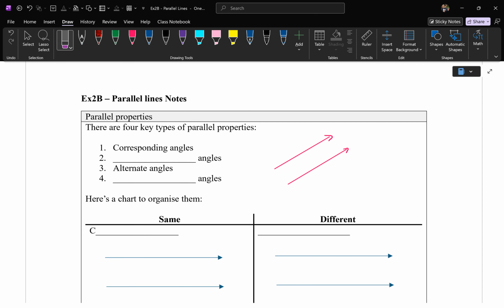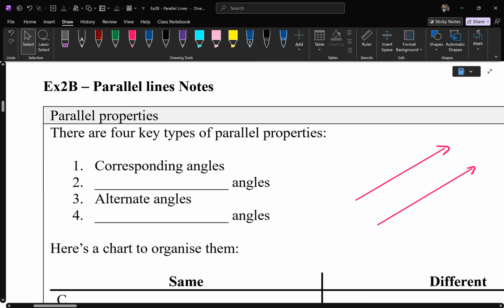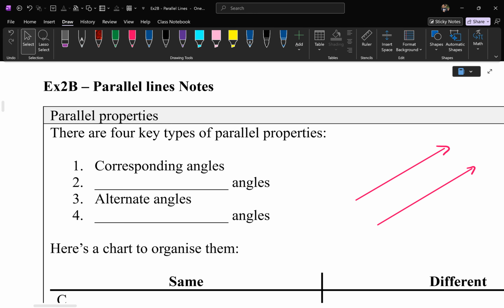Okay? But when they are parallel, there are some cool properties that we then identify. So, the cool properties are, and this is probably the most difficult part, there are 4 key types that you need to be able to identify. First one's called corresponding angles. The second one, which we know is alternate angles, what 2 am I missing?